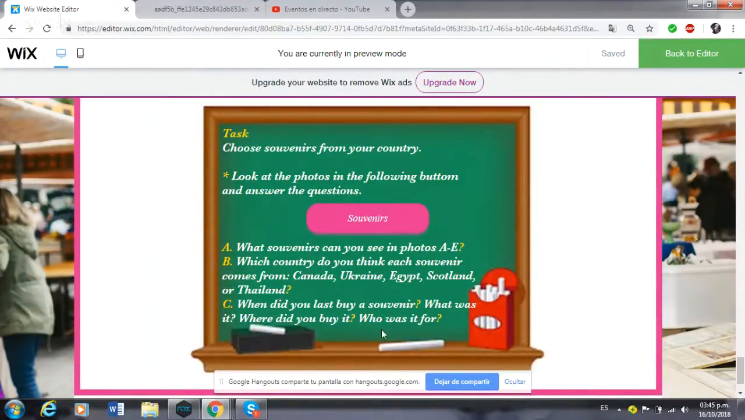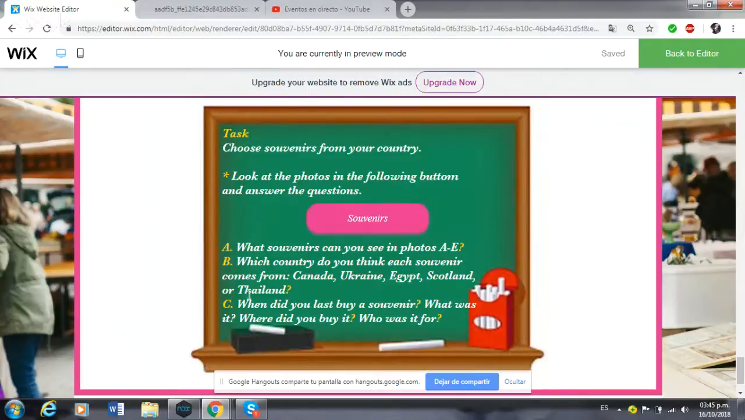Question A: What souvenirs can you see in photos A to E? What do you think? B: Which country do you think each souvenir comes from? Canada, Ukraine, Egypt, Scotland, or Thailand? You are going to speculate about the photos in each one of these questions.